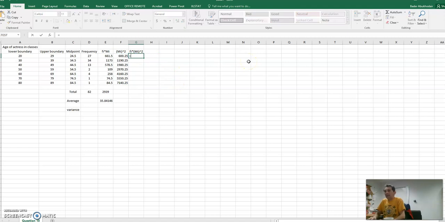Now the second row, you want the frequency. So be careful, where's the frequency? The frequency is the 27 multiplied by the mi square. Mi square is the 600.25 I just calculated, and enter. Now I can just fill. So I'm going to fill this up.